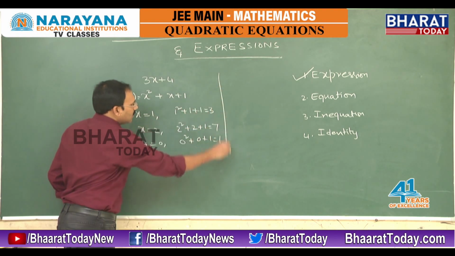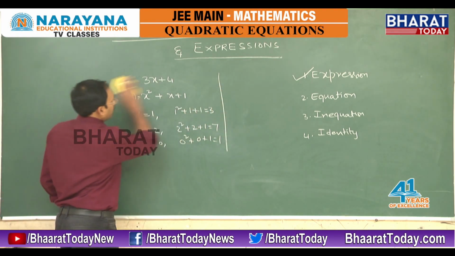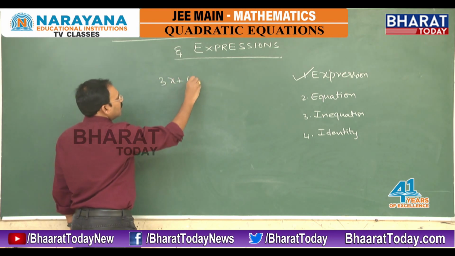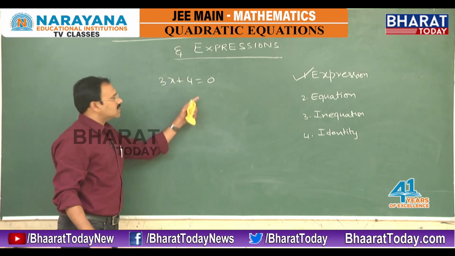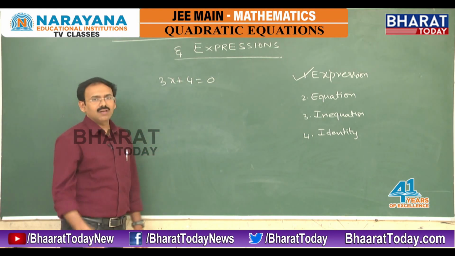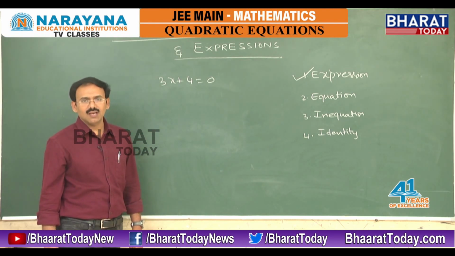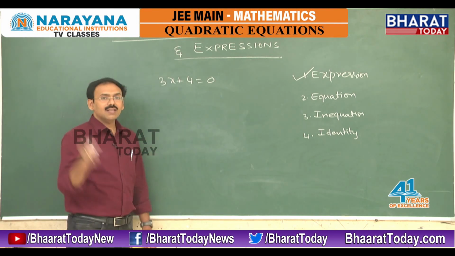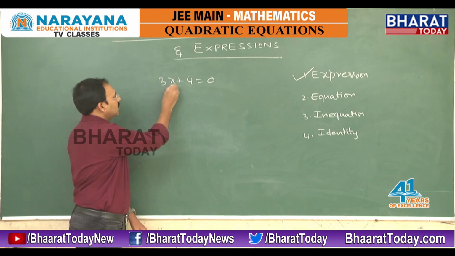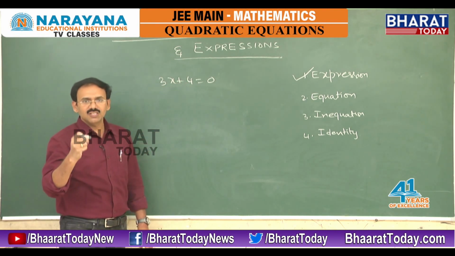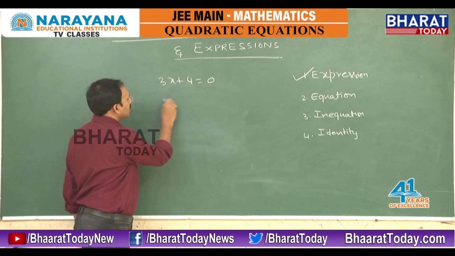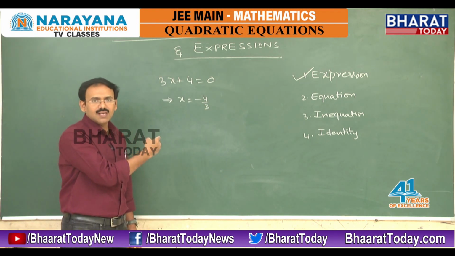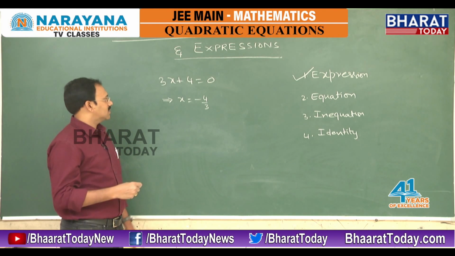Whereas an equation, for an equation, you see, 3x plus 4 equal to 0. This is an equation because it has variable and equality of two expressions is taken. Every equation is a condition. This says that find a number like x whose 3 times of the number added to 4 should be 0. So the number which satisfies this is minus 4 by 3. You know, it is called a linear equation. We solved in earlier classes.